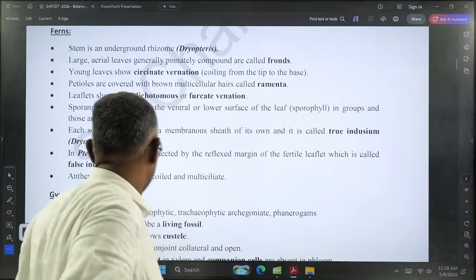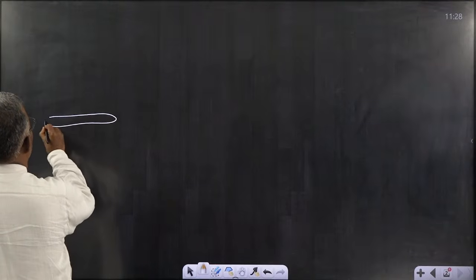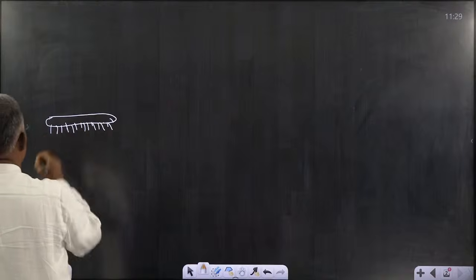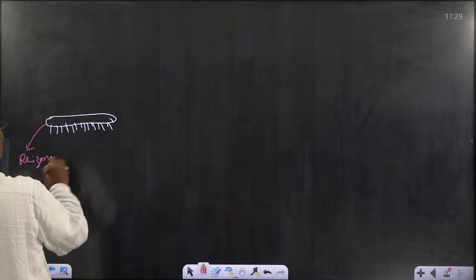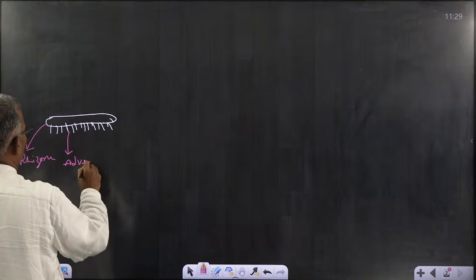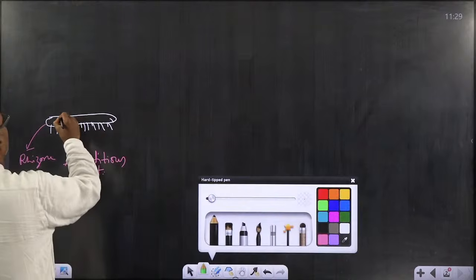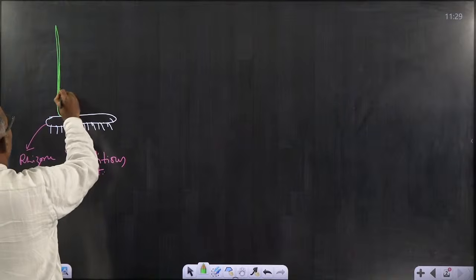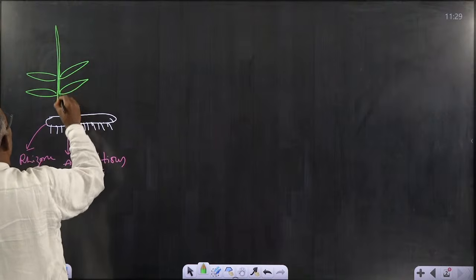What do you call them? Fronds. Let me show in diagrammatic form again, so that it will be clearer. Look at here. This is the rhizome present in the soil, and these are the adventitious roots. Remember, they don't have rhizoids. It is rhizome. And what kind of leaves do they have? Generally pinnately compound leaves. Of course, some of them also have simple leaves.